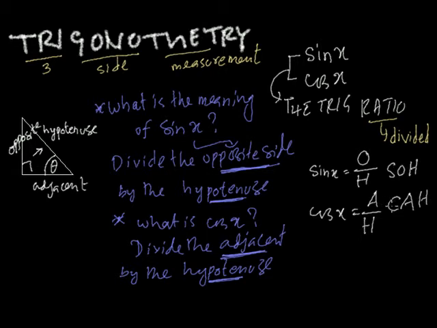Now these two are called the trigonometric ratios. Why ratio? Because the two sides are divided. But the name of the angle is extremely important, because without the angle there is no reference.